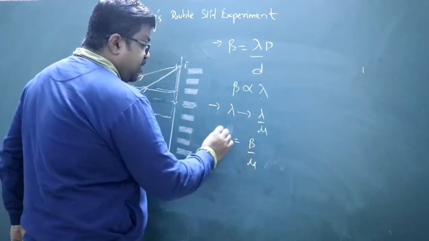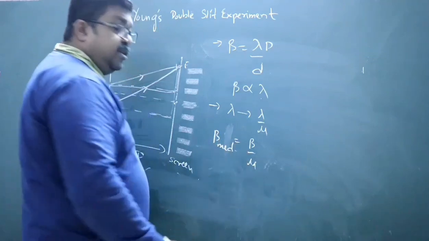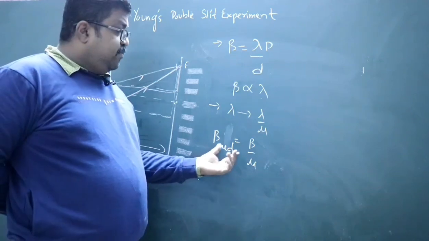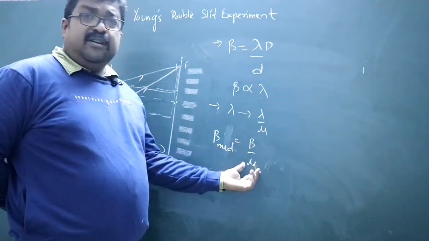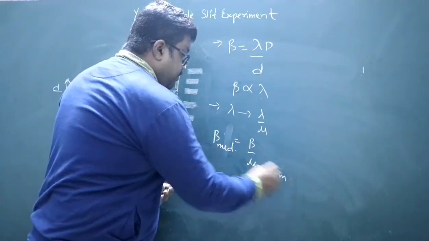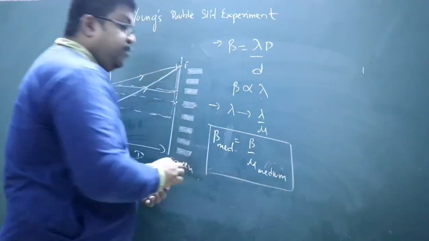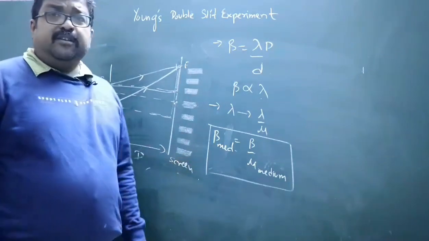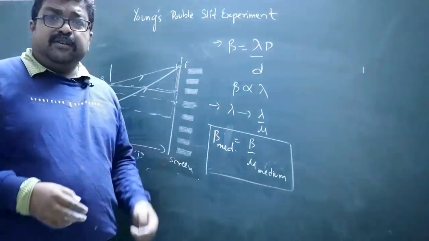So the fringe width in a medium is equal to the fringe width in air divided by the refractive index of the medium. This is what happens to the fringe width if the instrument is immersed in water.